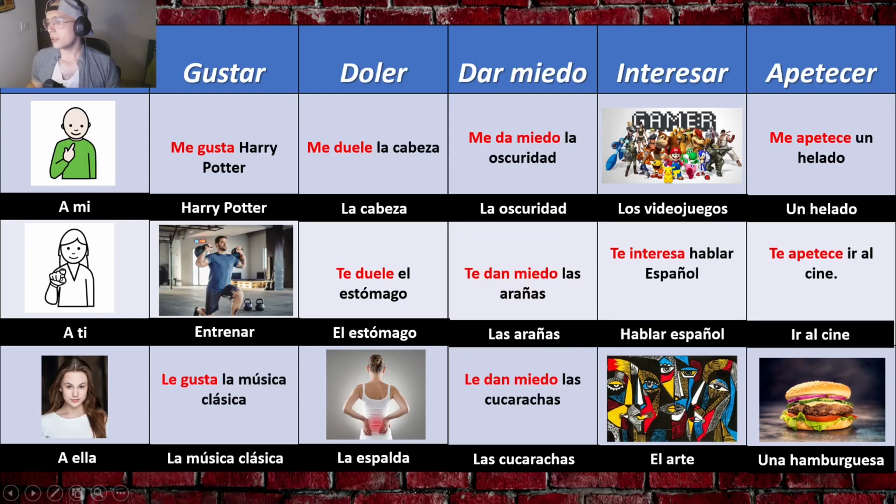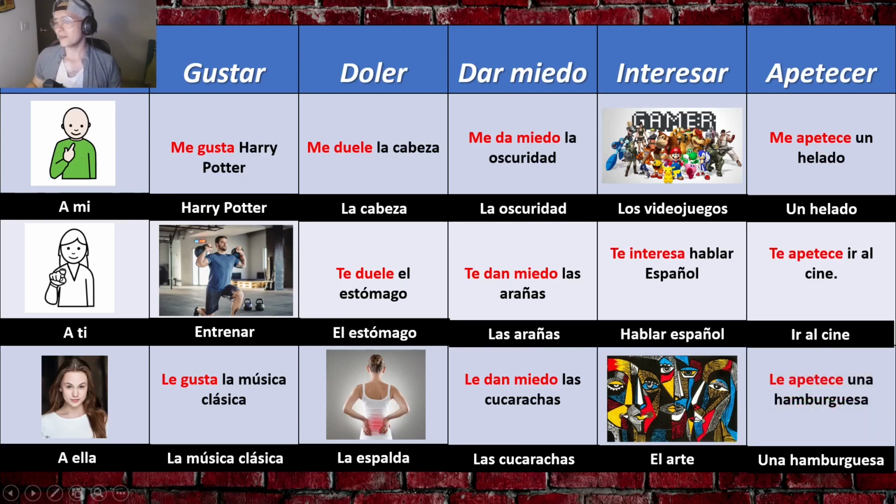And let's do one with she. Let's say, she feels like a hamburger. She feels like eating a hamburger. So we say, a ella le apetece una hamburguesa.